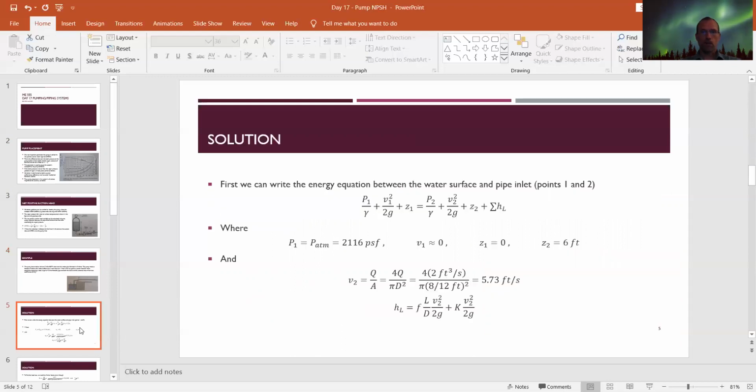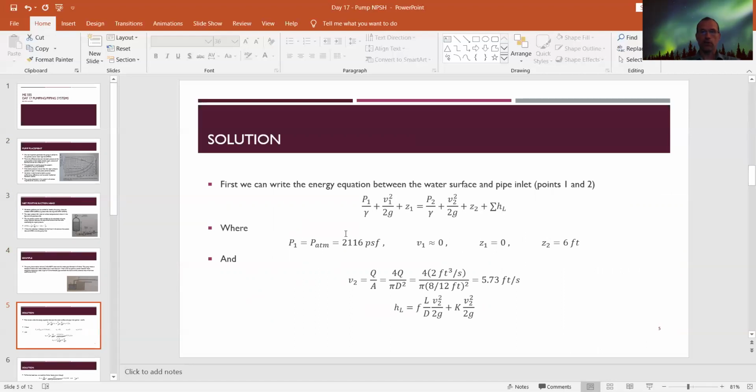So to do this, again, I want to write the energy equation, or Bernoulli's equation, between the water surface, which is point 1, and the pipe inlet, which is point 2. So the standard Bernoulli equation: P1 over gamma, V1 squared over 2g plus Z1 is P2 over gamma, V2 squared over 2g plus Z2 plus my head losses.